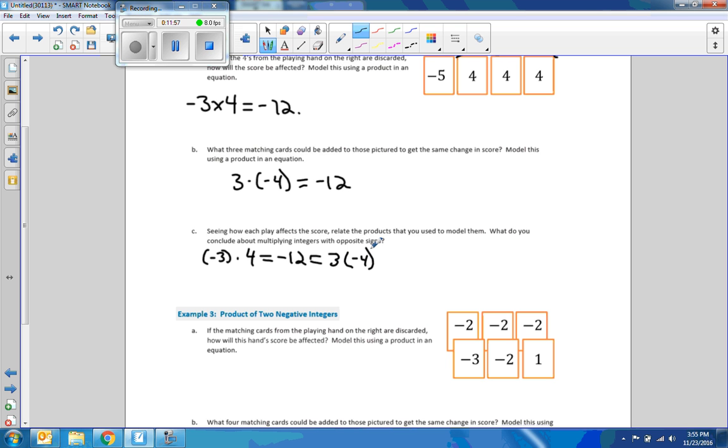So adding a value multiple times has the same effect as removing the opposite value the same number of times. Okay. So if we add a negative 4, 3 times, it's the same as subtracting 4, 3 times.